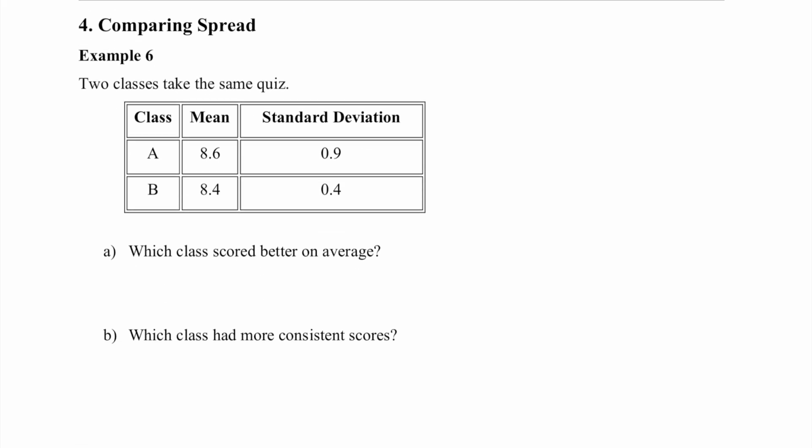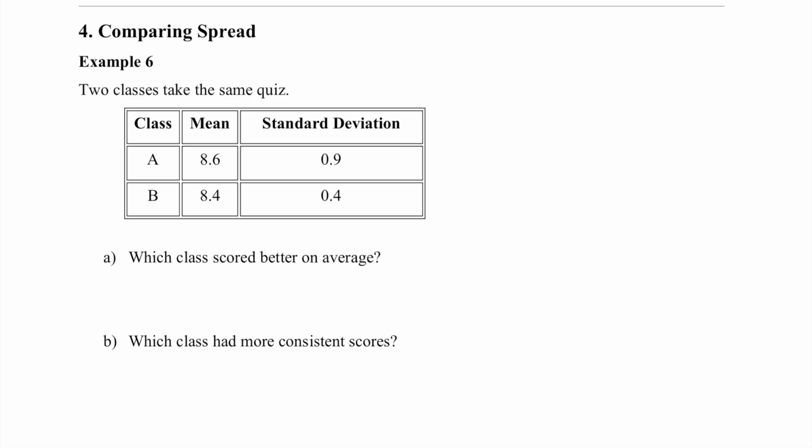Now, let's see how standard deviation can help us compare two groups. Remember, standard deviation measures how spread out the data values are. A larger standard deviation means more variability. A smaller standard deviation means the data are more consistent.